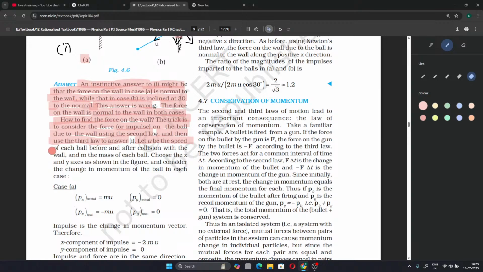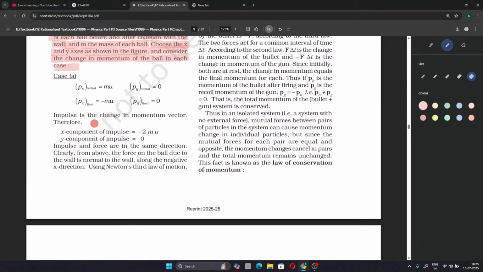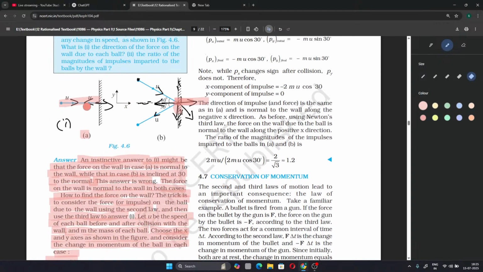Let u be the speed of each ball before and after collision with the wall, and m the mass of each ball. Choose the x and y axis and show the figure, and consider the change in momentum of the ball in each case. In the first figure, case A, the initial momentum in the x direction is m times u. The initial y momentum is 0 because there is no velocity acting in that direction. The velocity only acts in this direction.